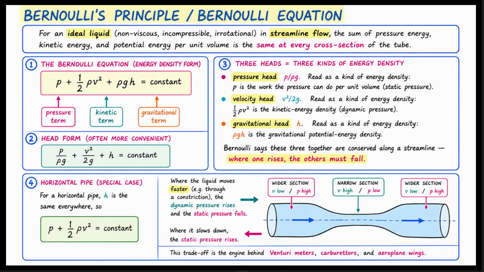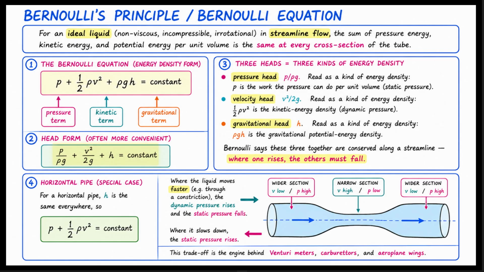Bernoulli's principle states that for an ideal liquid, one that is non-viscous, incompressible, and flowing in a streamline, the total energy per unit volume remains constant at every cross-section. In its core energy density form, the equation is written as P plus half rho v squared plus rho gh equals a constant. If we divide each term by rho g, we get the head form. P over rho g plus v squared over 2g plus h equals a constant.